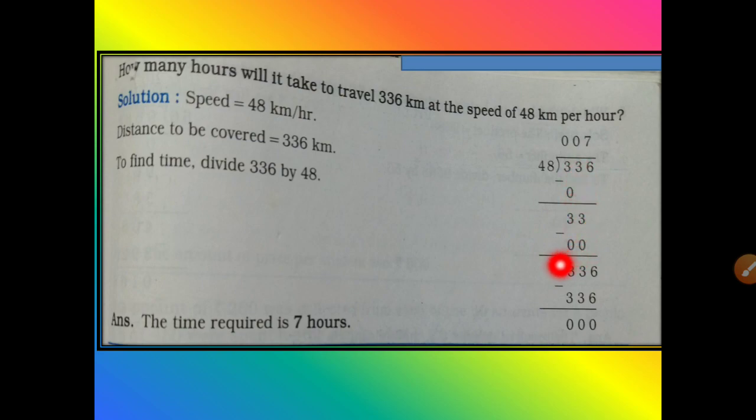This number is 336. Now 336 will come in the table of 48. For that you need to write the table of 48. This number will come. 48 7s are 336. 6 minus 6, 0. 3 minus 3, 0. 3 minus 3, 0. So the answer is 7. The time required is 7 hours.